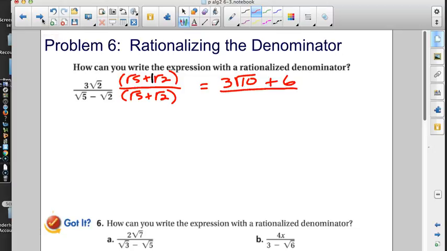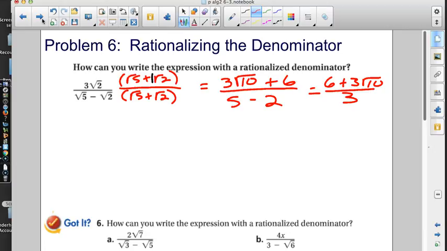On the bottom, not doing FOIL, doing FOO. First times first, that's going to be 5. Last times last, hey, square root of 2 times square root of 2 is square root of 4, and that's 2. Cool. So now I don't like this in this order, so I'm going to put the 6 up front. And I have that. This time we're not done. Because we have to simplify.